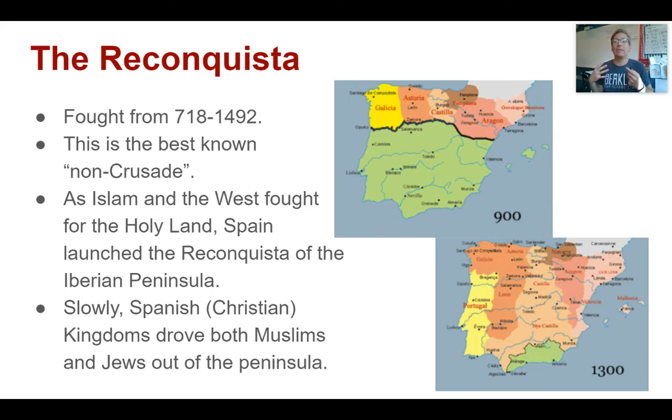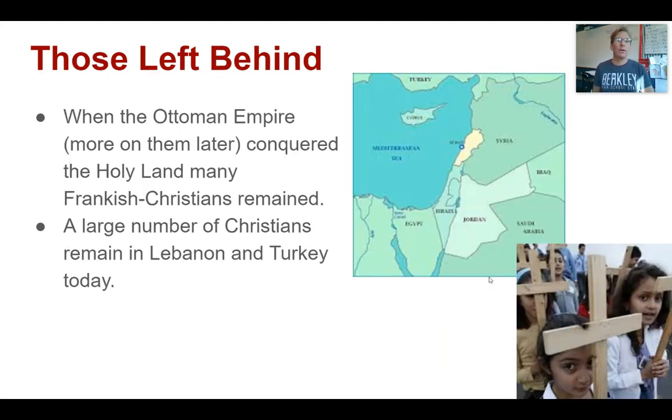Jews, which had been tolerated, encouraged by the Umayyads, who were still kind of in Spain for most of this time, living in Cordoba, thriving in Cordoba, got kicked out by the Christian leaders once they retook this territory. So those left behind, let's go back to the Holy Land.